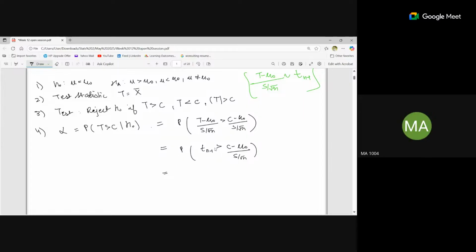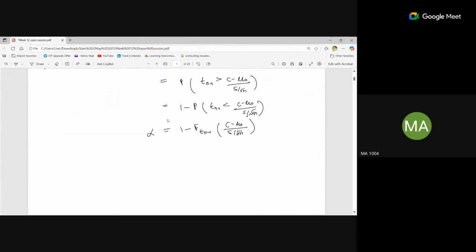So the probability of t n minus 1 greater than this can be written as 1 minus the probability of t n minus 1 less than c minus mu naught upon s upon under root n. Now I can write this as 1 minus F t n minus 1 of c minus mu naught upon s upon under root n. Now this will be my alpha. You have to calculate by putting the value of alpha, then calculate the value of c, and then see if my t is greater than c or less than c. Then you will be rejecting the null hypothesis.